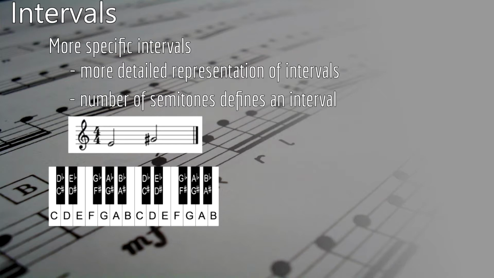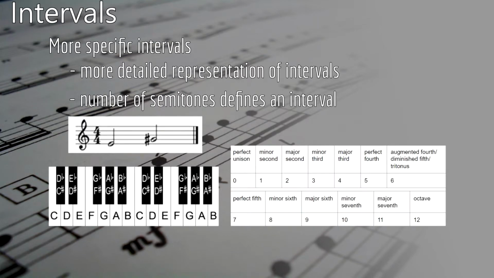And on the right I have a table which shows you how many semitones make up which interval. And there you can see that there are more detailed versions of the basic intervals. For example, there is not only a fourth, but an augmented fourth and also the perfect fourth. And another example would be here the minor and the major sixth.